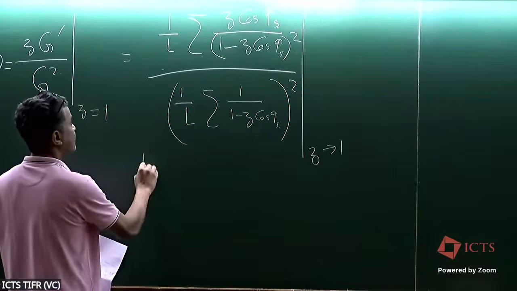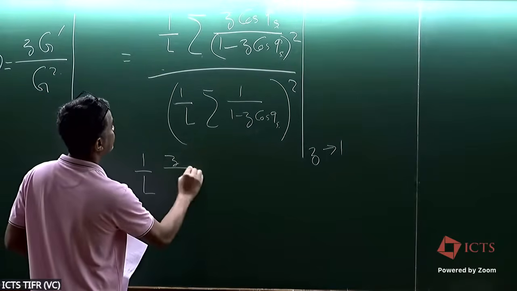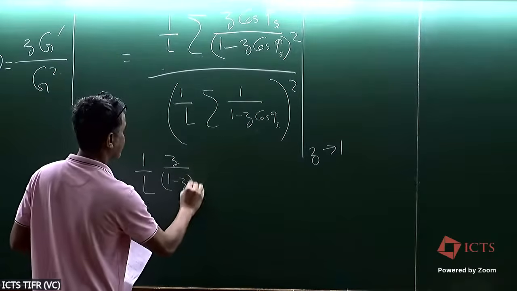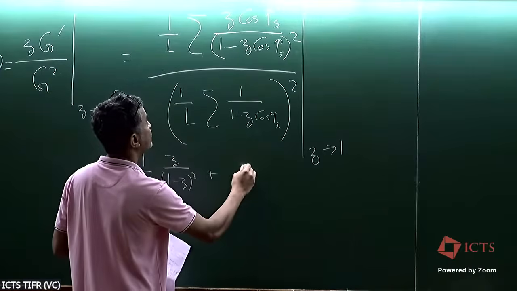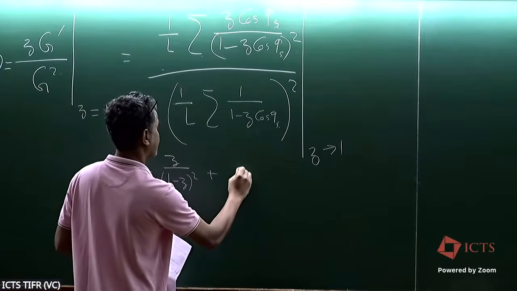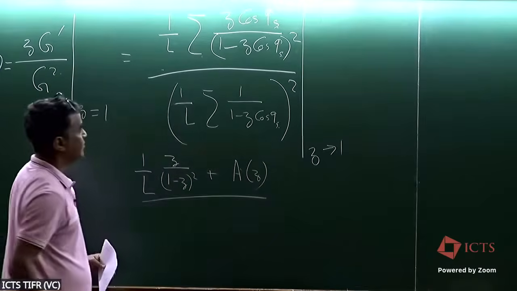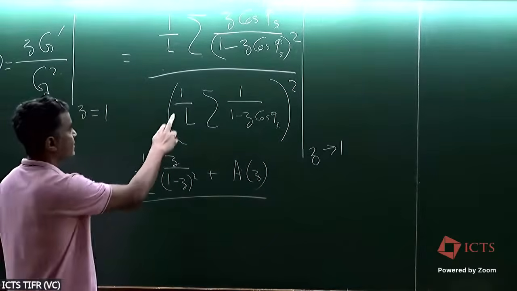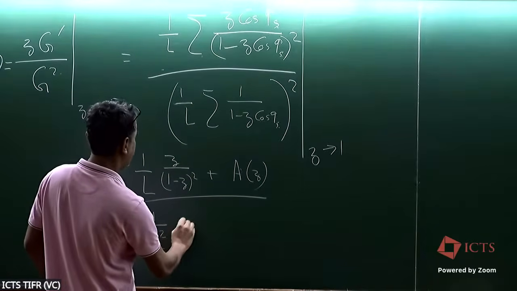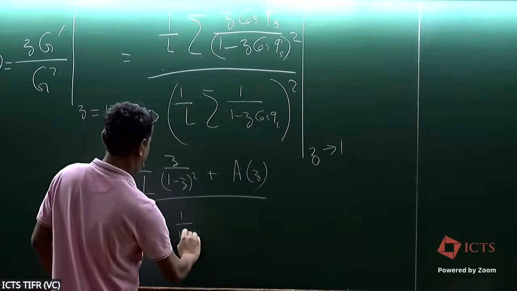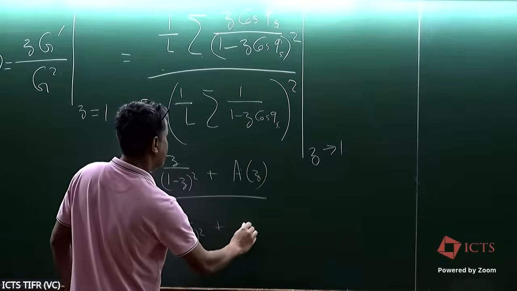So that will give, let's say, 1 by L times z by 1 minus z square. So this is the divergent term. And then plus there's something, let's call it A of z. And similarly, down here, there's a term which is 1 by L square, and then something which we call B of z.